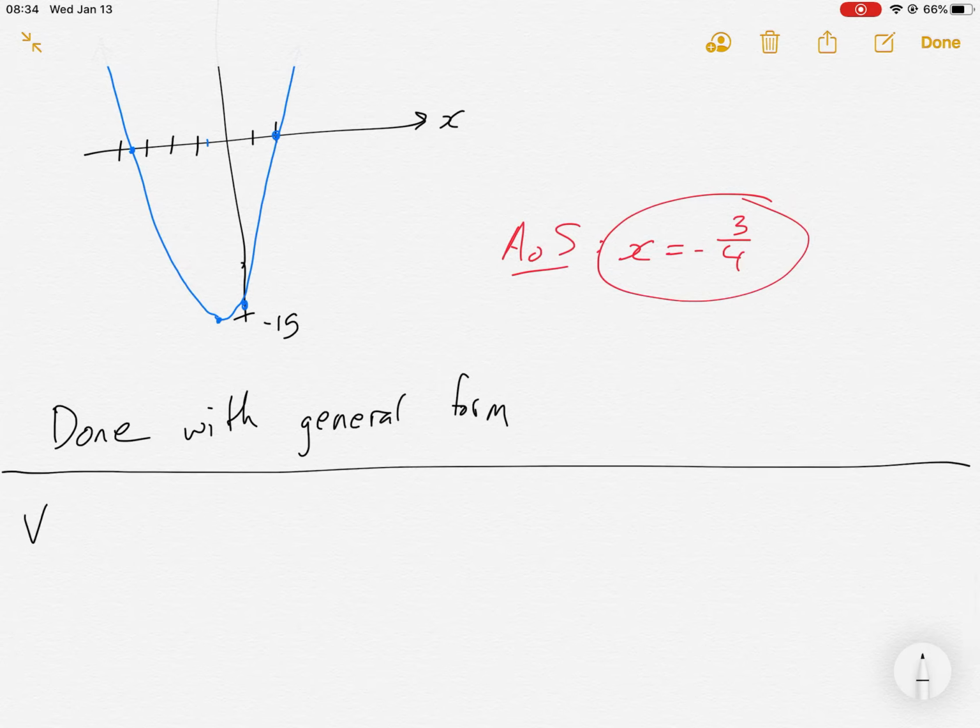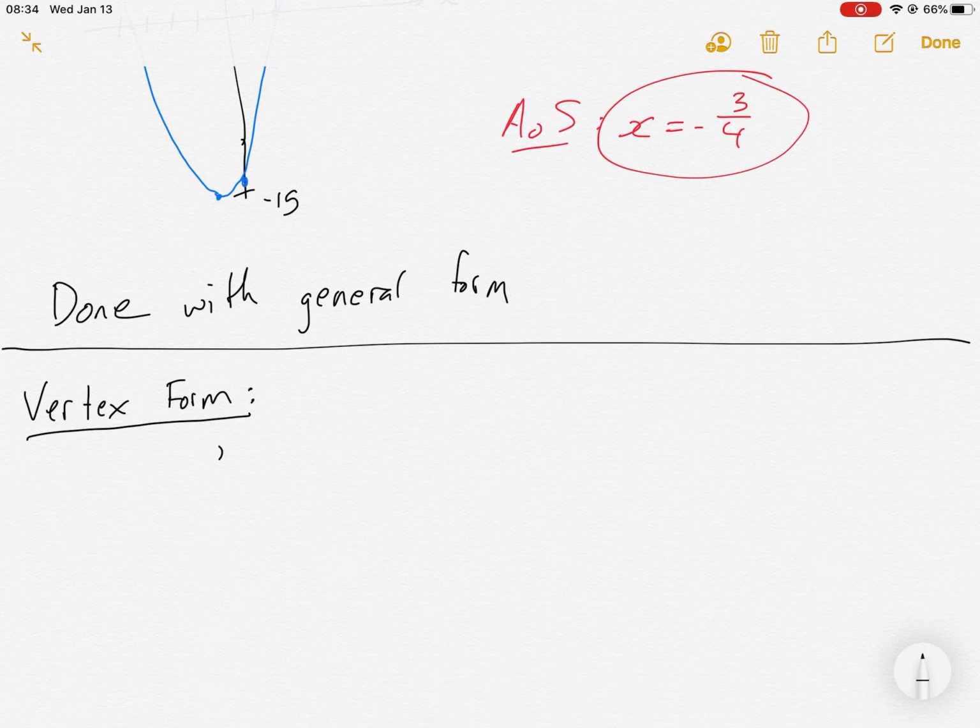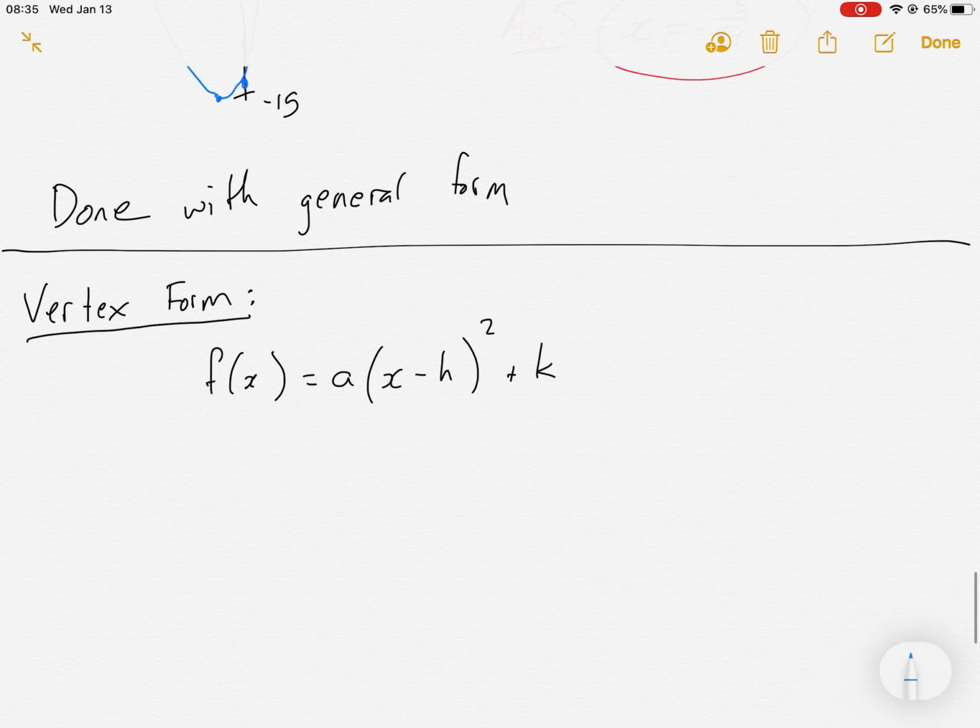So let's talk now about vertex form, and I've already alluded to this in the previous video. But here is the vertex form. So if I have a function f of x, I can write it as a times (x minus h) squared plus k. So it's the same leading coefficient as we had in the last one. The reason the vertex form is so nice, so again, a is the same a as before. It's the leading coefficient.